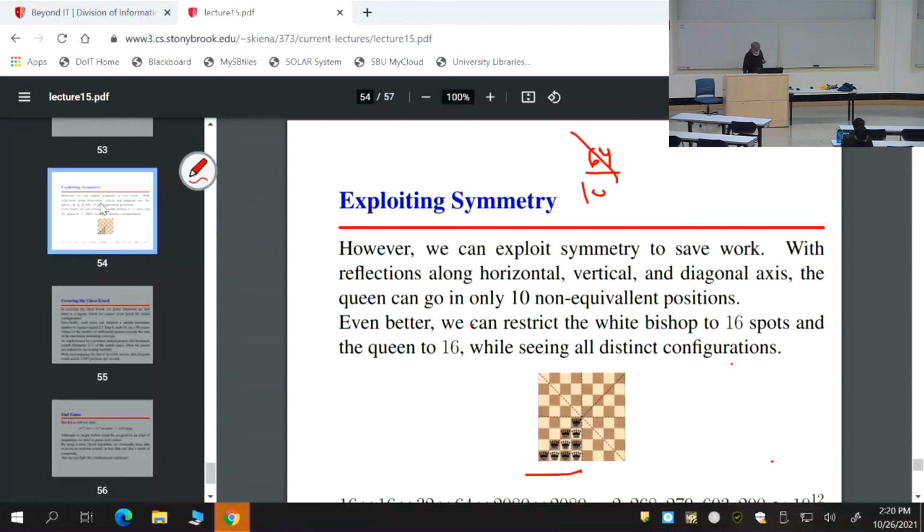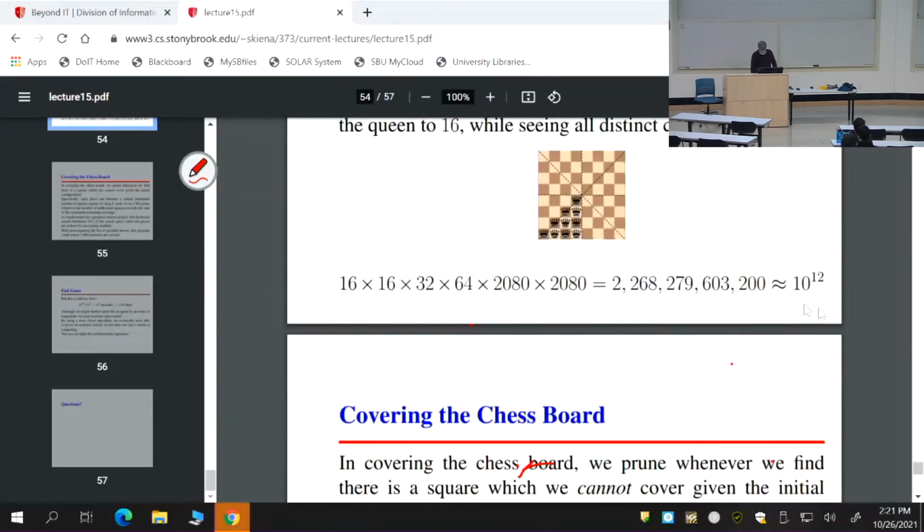Okay. In fact, there's a slightly better way to do it. If you allow the queen to be anywhere in here and restrict the white bishop to a certain set of half the squares, you will still see all configurations. But it'll be even smaller. But I think the 10 queens thing should be obvious to people. Any questions? What is then going to be, if we do that, it's now down, my search configuration is down to 10 to the 12th.